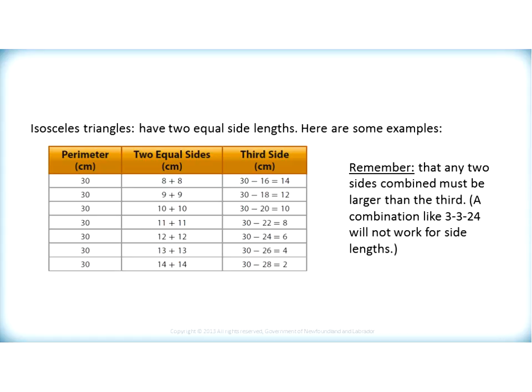So for instance, if I said that I had an isosceles triangle with a perimeter of 30, and 2 of the sides were 3 centimeters each, the third side would be 24 centimeters, because 3 plus 3 plus 24 equals 30. The problem with this is that 3 plus 3 is only 6. It's nowhere near 24. So that means that we can't have a combination of sides of 3 centimeters, 3 centimeters, and 24 centimeters, even though the 3 numbers add up to 30.